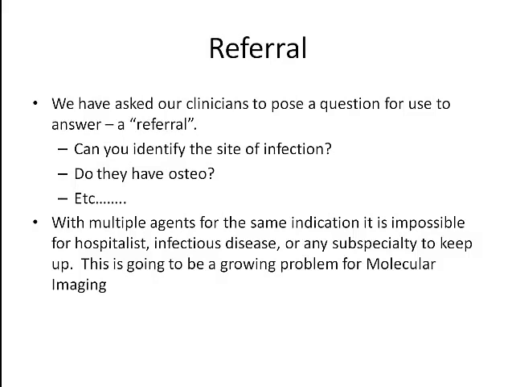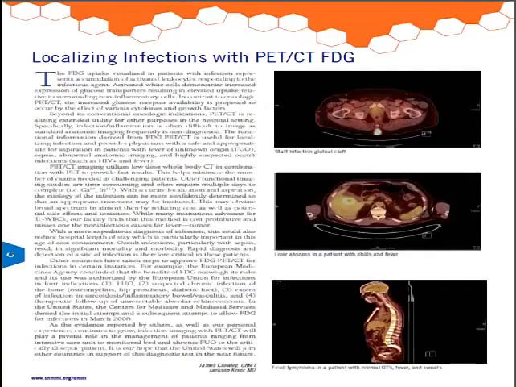With multiple agents for the same indication, it is impossible for our infectious disease physicians, our hospitalists, or really any subspecialty to keep up. They don't know when to order indium or indium sulfur colloid or indium MDP or gallium or PET. So we ask that you allow the expert to do that. We see this as a growing problem, as you've heard Giorgio talk, where you can have 15 different tracers in PET-CT. It's very difficult for a medical oncologist to keep up with what's going on in this rapidly evolving field.